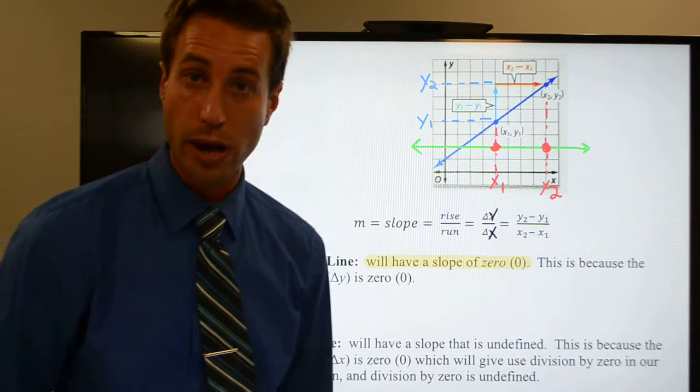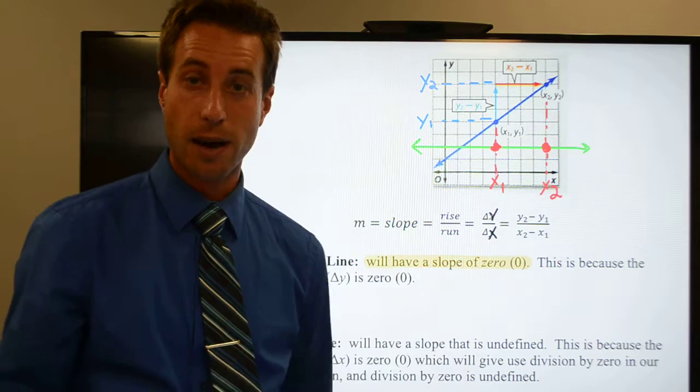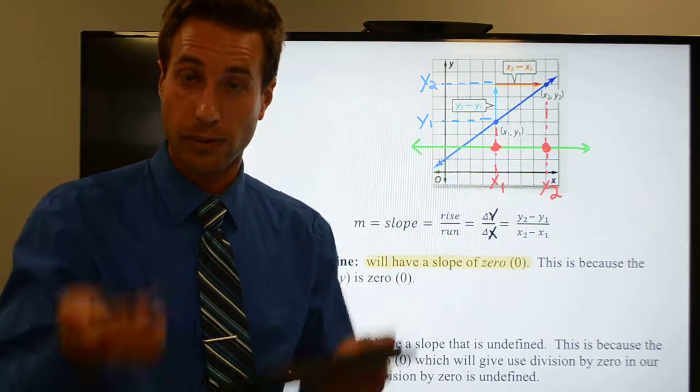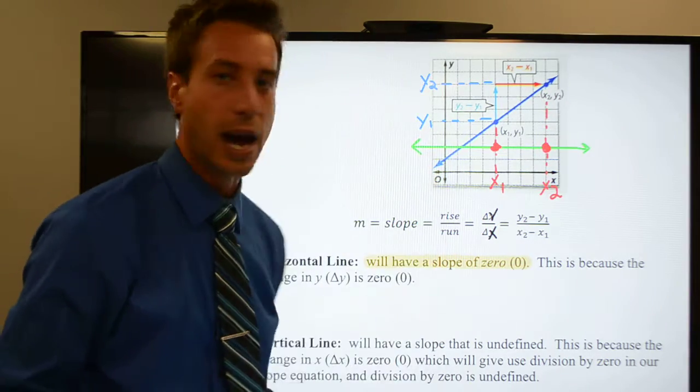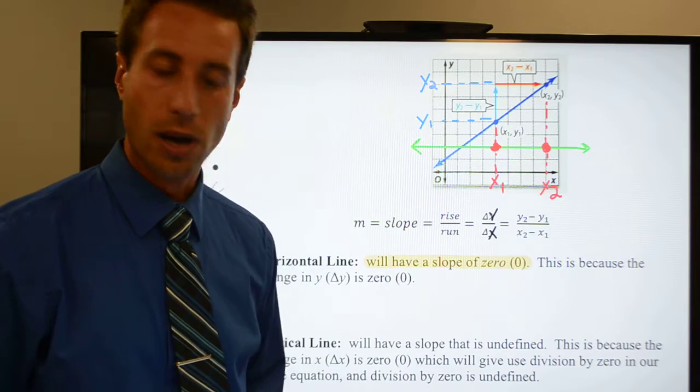There is no run. It's a flat line. It's not rising any, right? There's no rise, and so it has a slope of 0.